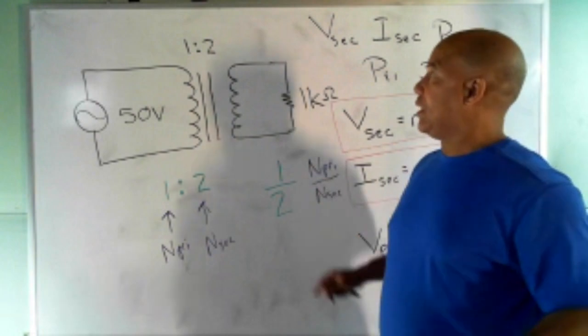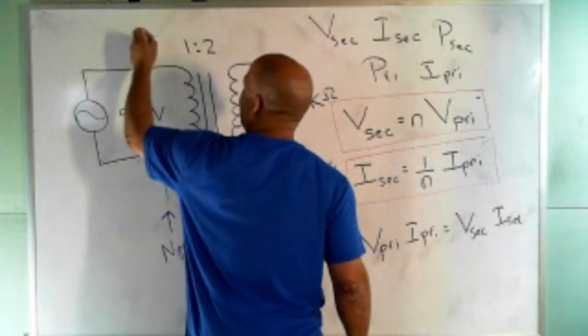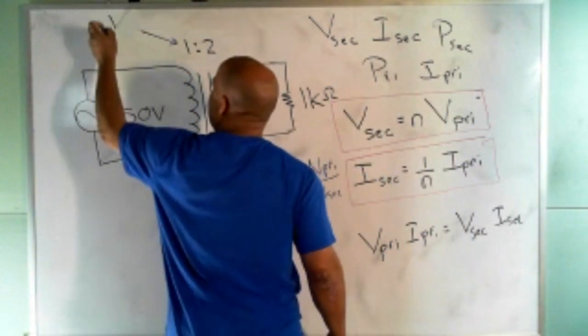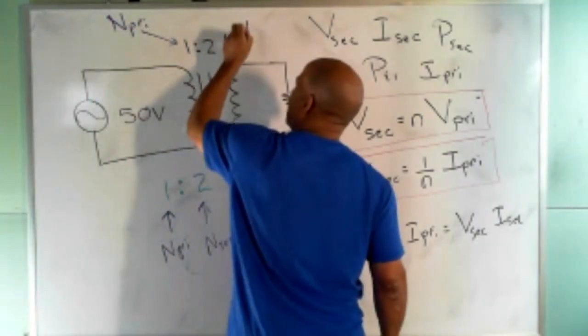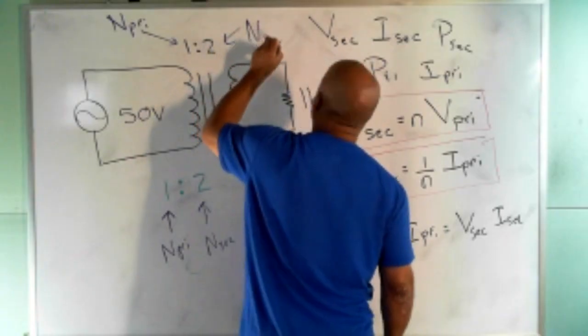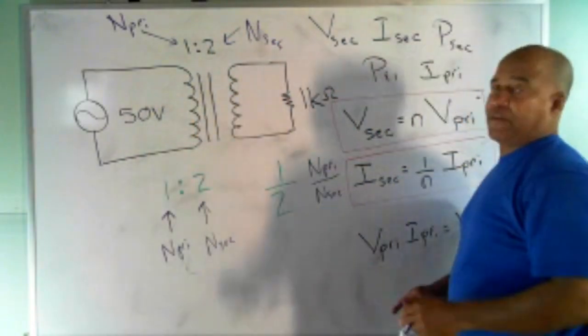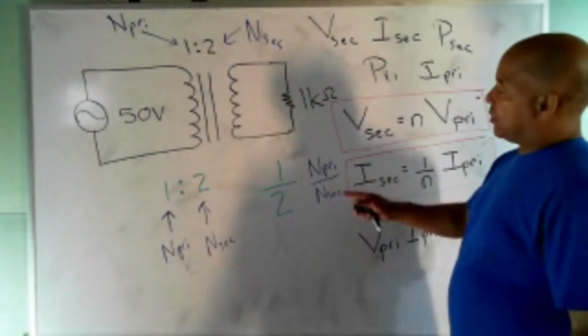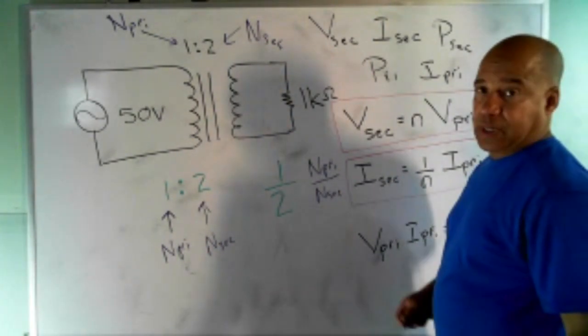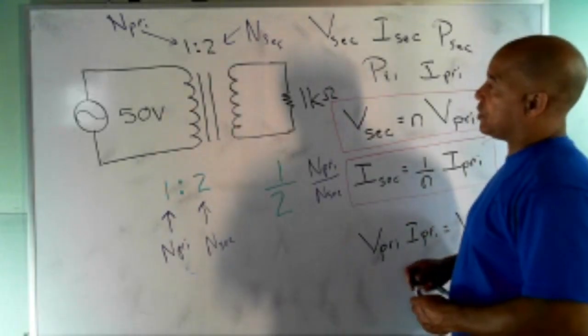What you want to do is just know that the number on the left, that's in pi, and the number on the right, that's in sec. And then use the definition for turns ratio that I gave you before to solve it. Don't do it this way. You've got to reverse that. So hopefully I'm not confusing you.